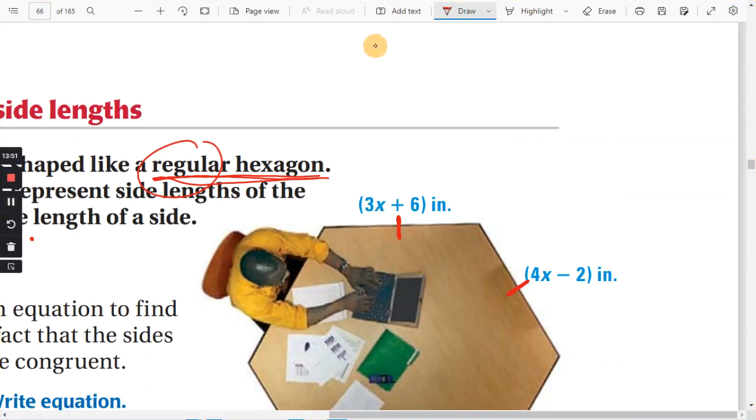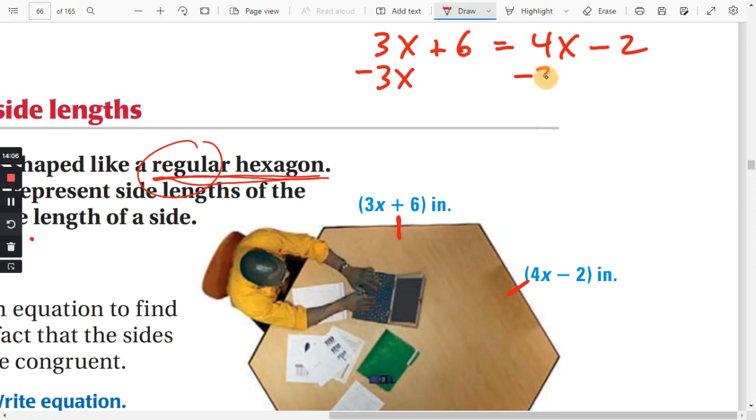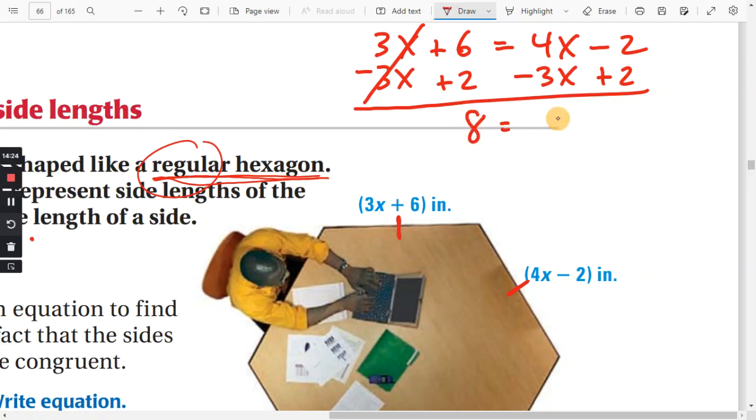All right, I'm going to do 3x plus 6, and that equals 4x minus 2. Solving for x, I'm going to bring the 3x over to the other side. When there's an x on both sides, usually I subtract the smaller one, so I end up with a positive x. Okay, 3x minus 3x is gone. Plus 2 on both sides: 6 plus 2 is 8, and 4x minus 3x is x. So x equals 8.